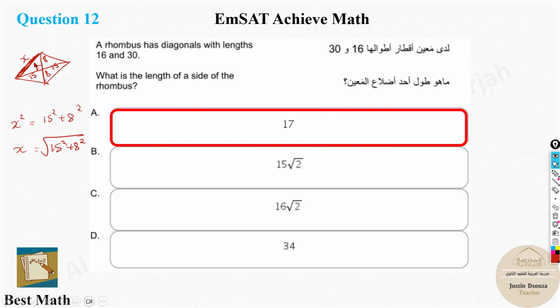Always remember, for the rhombus, the diagonals bisect and they are perpendicular to each other. So bisection means it'll be cut in half. So 16 would be 8 and 8. This 30 would be 15 and 15. You have to find the side, use the Pythagoras theorem formula, and it will be easily solved.